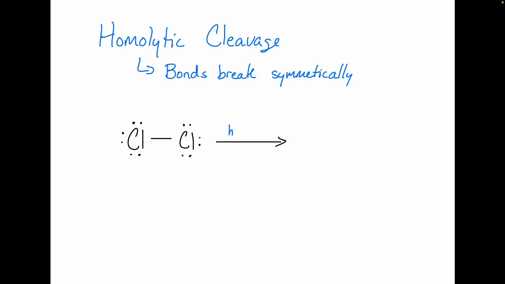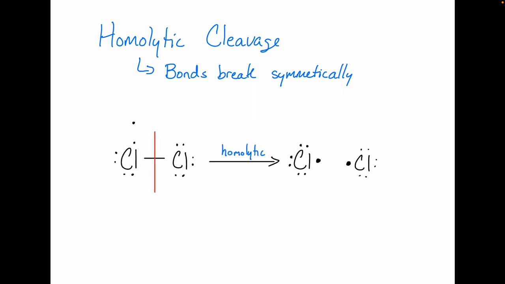Okay, so a homolytic cleavage would mean that we're chopping this bond straight in half. Boom, a symmetric cleavage of that bond. So that means one chlorine gets one of those electrons from that shared pair, and the other chlorine gets the other electron from that shared pair. Okay, and we talked just very barely about these unpaired electrons before, but we call them radicals.